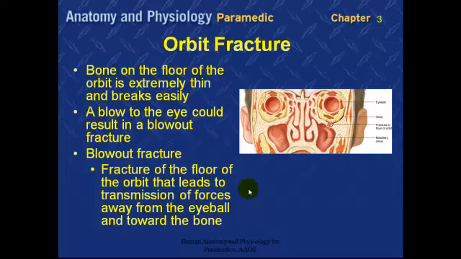Orbit fractures can occur typically as a result of assaults, sometimes as a result of motor vehicle accidents. It can result in a blowout fracture, which is a fracture of the floor of the orbit and leads to the transmission of forces away from the eyeball and towards the bone. These can be very devastating for the patient.